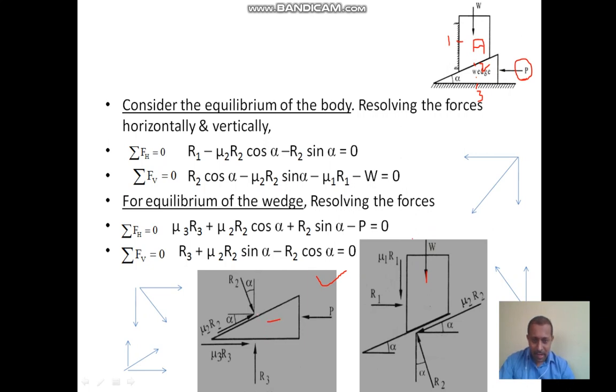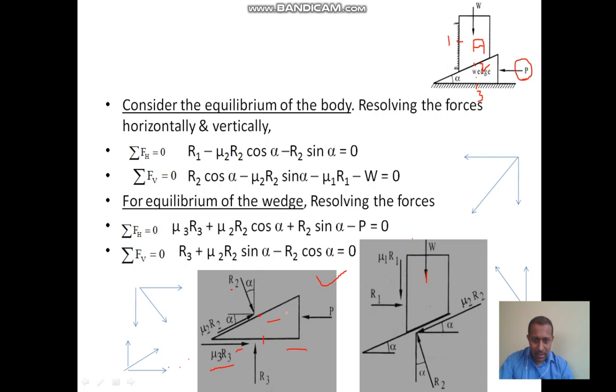The contact points R2 and R3. 2 and 3 are the contact points. So at the contact points 2 and 3 there will be reactions R2 and R3 respectively, perpendicular to the contact surfaces. Since the tendency to move is towards left, the frictional force mu 3 R3 acts towards right. R3 is perpendicular to the contact surface and towards the center of the body. R2 is perpendicular to the contact surface, that is the inclined surface, and towards the center of the body.